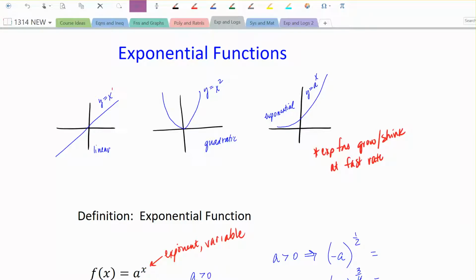Chapter 4 is all about exponential and logarithmic functions. So we're going to start by discussing exponential functions. Before we do that, we kind of need to define what an exponential function is.